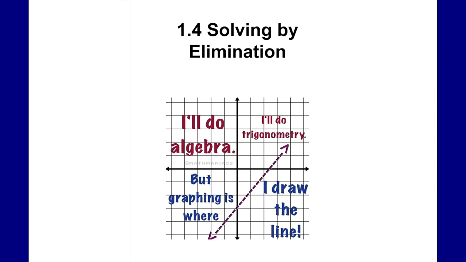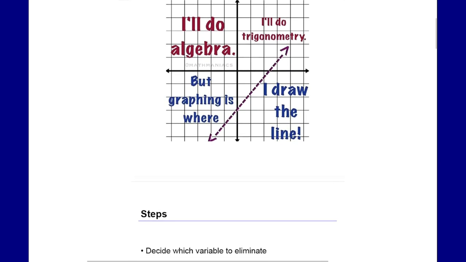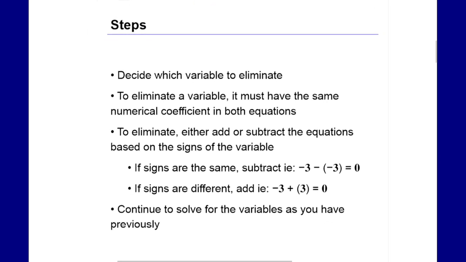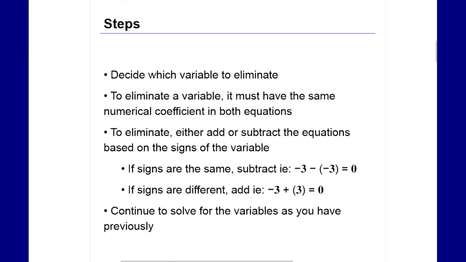Now, this is going to differentiate a little bit from solving by substitution, and it could be an alternative to solving by substitution depending on what equations you're given. So we're going to look at the steps in general first, and then we're going to apply them to some different examples. So the first step, we want to decide which variable to eliminate.